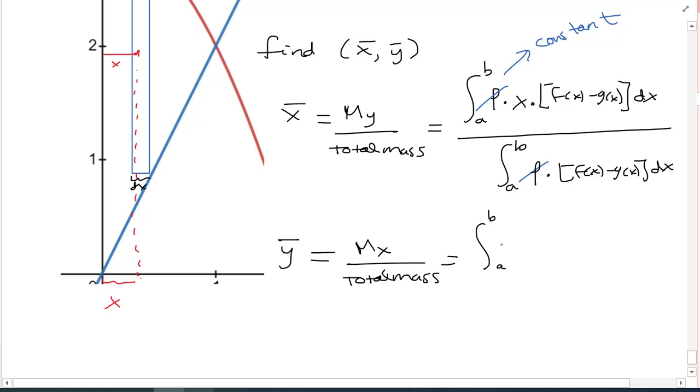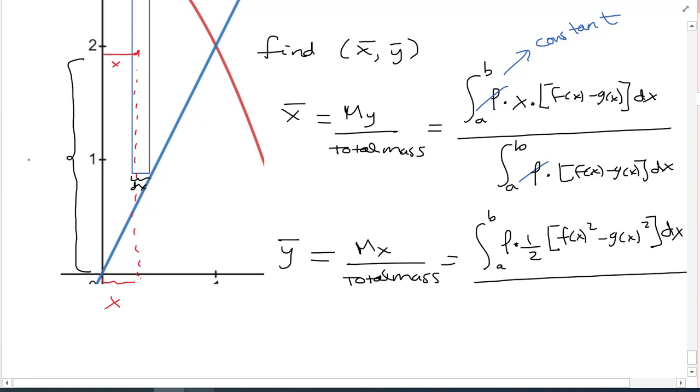moment about the x. As we talked about in class, this is the density times, we found the distance to the x-axis a little differently by using the average. You can look at the notes from class or the comfort zone video on how we got that. What we ended up getting was 1/2 f of x squared minus g of x squared, dx. This was to keep it as a dx integral. We could also write it as a dy integral by saying the distance to the x-axis is y, and then doing right minus left to find the area. But that would be as a dy integral. I want to keep everything dx.